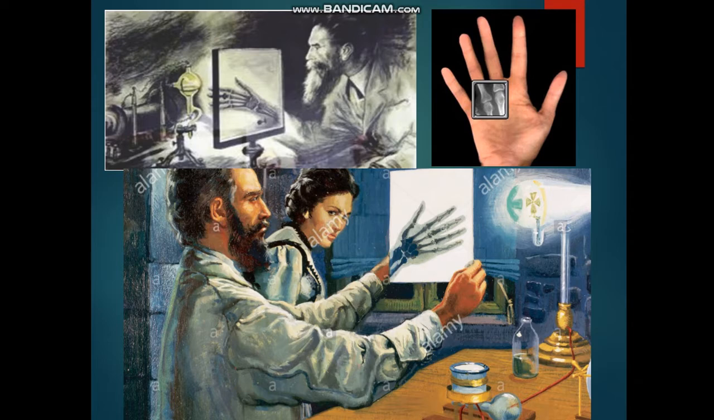Wilhelm was able to take the first X-ray, which was of his wife, and won the Nobel Prize in Physics in 1901 due to his new discovery. He had experimented with passing electric currents through a tube, and by doing so was able to figure out how to turn this experiment into an X-ray.